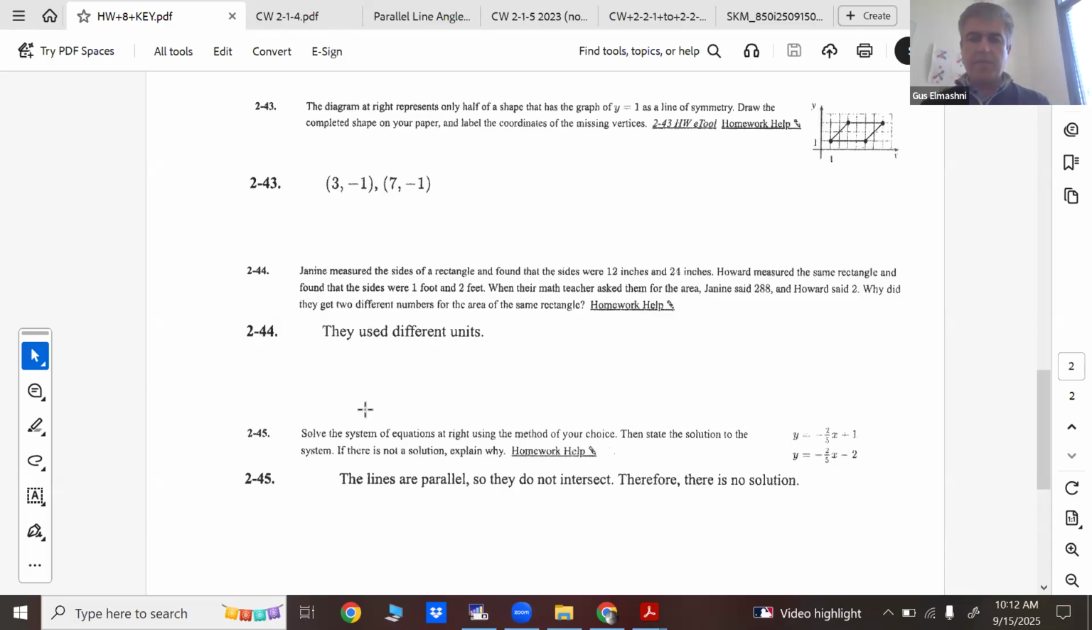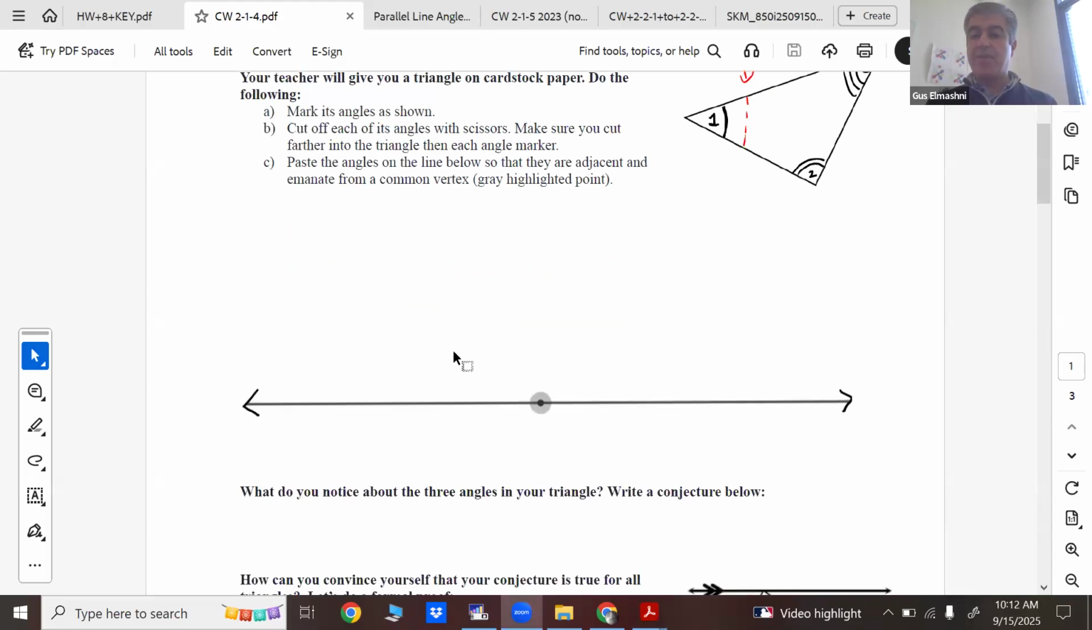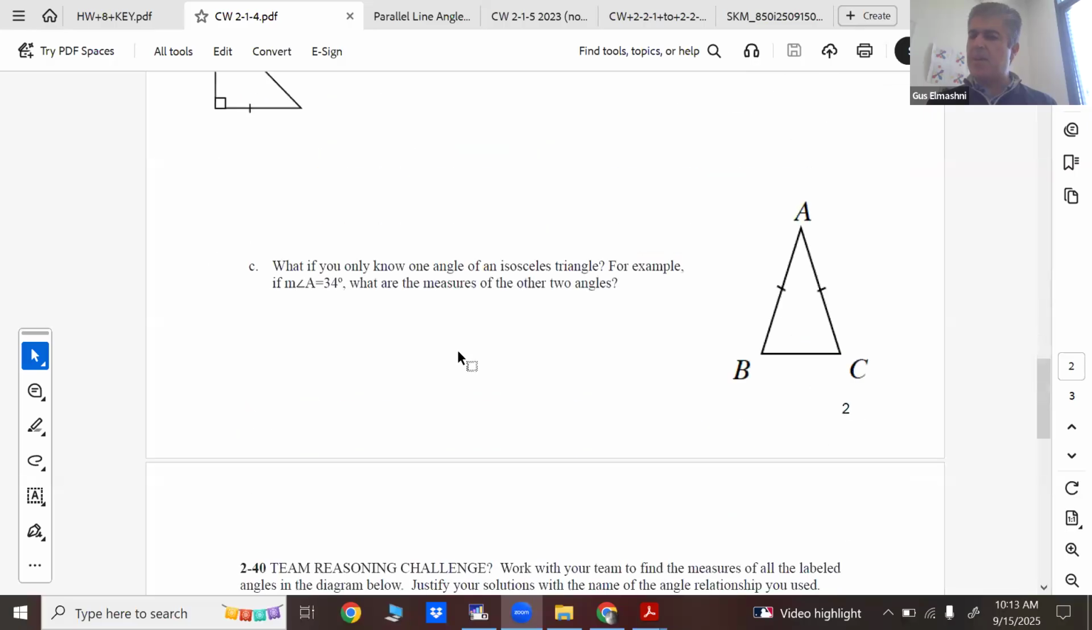All right, let's move on to new stuff. What we need to do is finish up the 214, 215 notes. We did these notes last time where we got scissors to cut them. We did some stuff. I think we got most of this done.